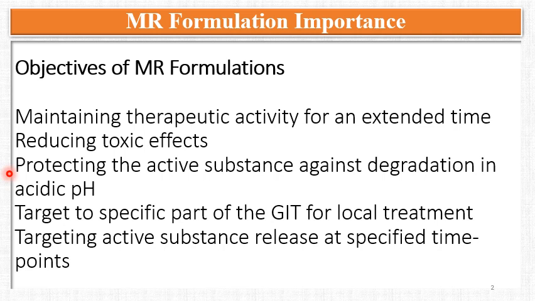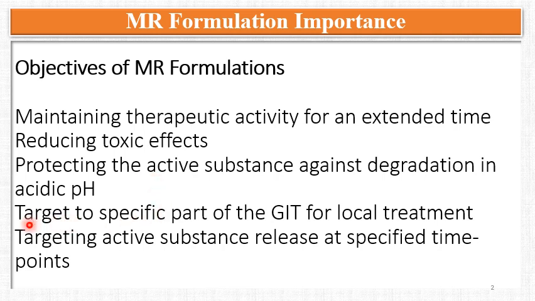of the API. So these formulations are mainly made to maintain the therapeutic activity for an extended time, so that the dosing frequency will be less and patient compliance can be improved. Then reducing the toxic effects. Many of the times the toxicity of the API can be reduced to a certain extent by making a modified release formulation. Then protecting the active substance against degradation in acidic pH. Because if the API gets released at a faster rate, like in immediate release tablets, it will be exposed to the acidic pH of the stomach, and that's why it may get degraded. So with the modified release formulation, the degradation of API can be decreased.